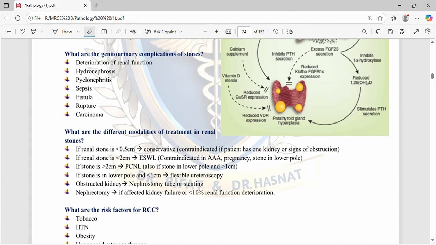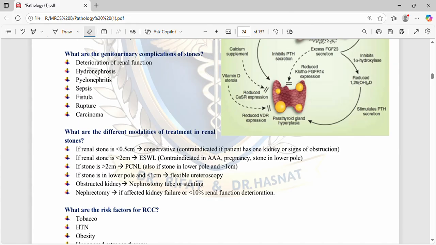So what are the different modalities of treatment in renal stones? If a renal stone is less than 0.5 centimeter, conservative treatment. It is contraindicated if the patient has one kidney or signs of obstruction. If the patient has one kidney and signs of obstruction, then conservative treatment is contraindicated, but usually for less than 0.5 centimeter, or less than 5 mm, we can treat conservatively.